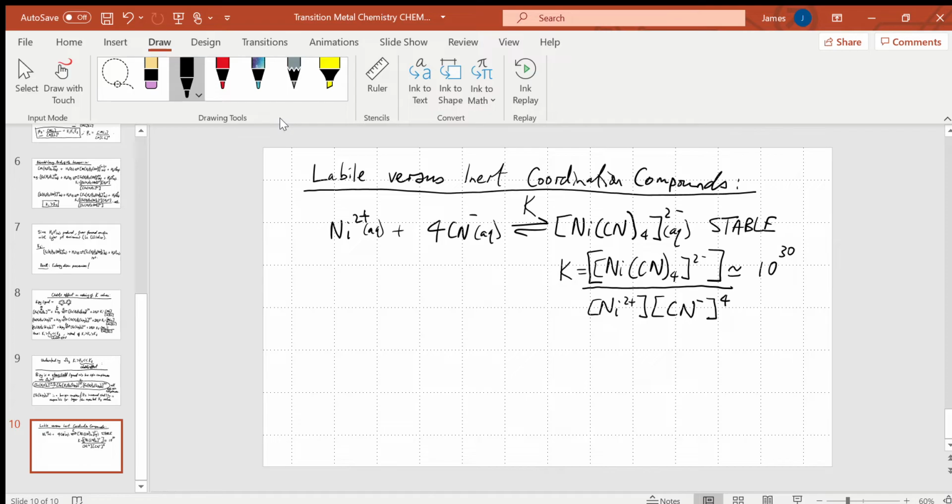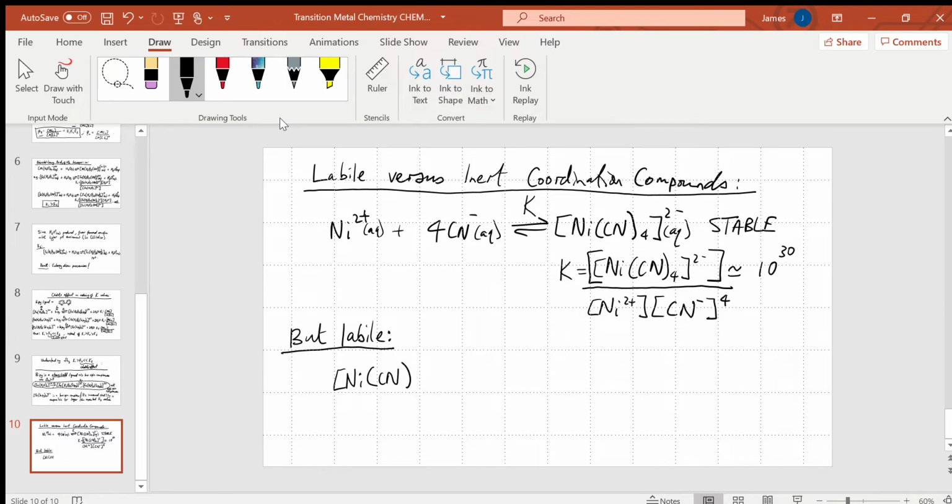But scientists have used radio-labeled carbon. They've essentially radio-labeled the carbon in the cyanide ligand here to look at ligand exchange. So here it's stable, but it's labile. So let's see why this stable compound, stable because the equilibrium is shifted hard right, is labile, because it can undergo the following ligand exchange.